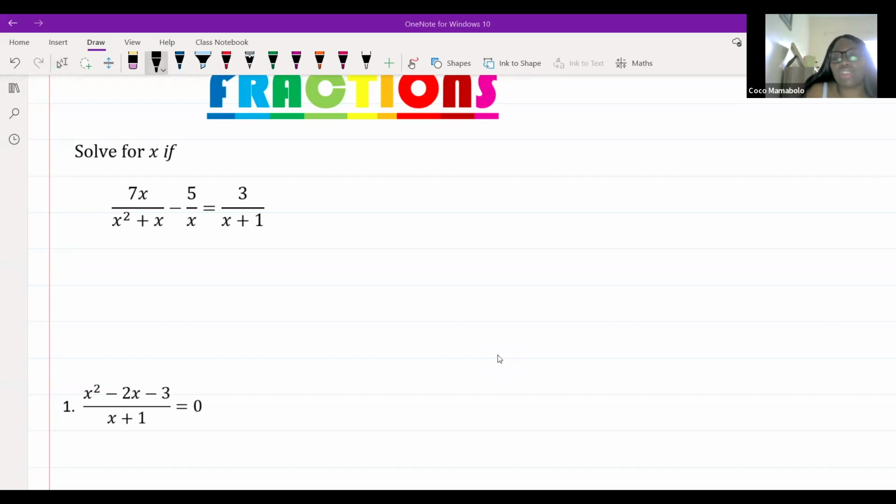If I had given you guys 7x over x squared plus x minus 5 over x, and I said to you guys, simplify, what would we do? What is the first thing that we would do, guys? If I gave you guys this equation, how would we solve? Correct, Abu, that's it. We would definitely have to look for a lowest common denominator. But before we do that, what would we do first?